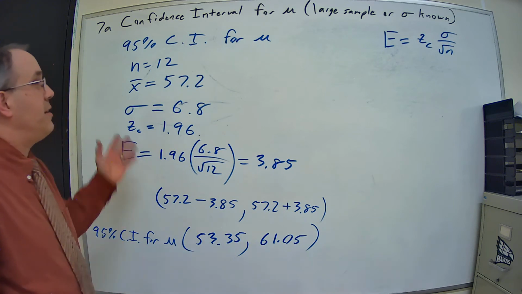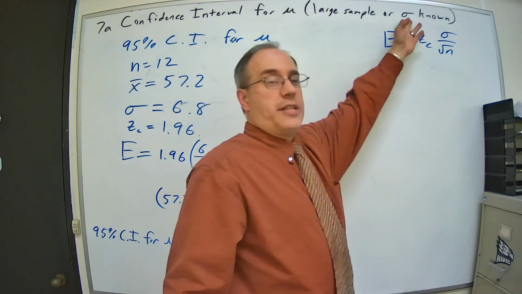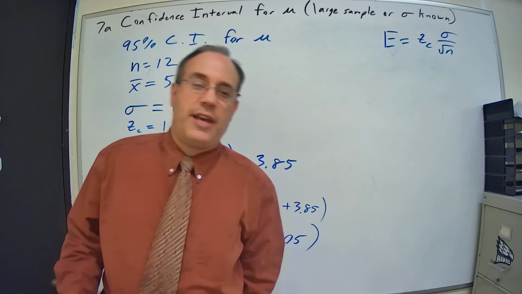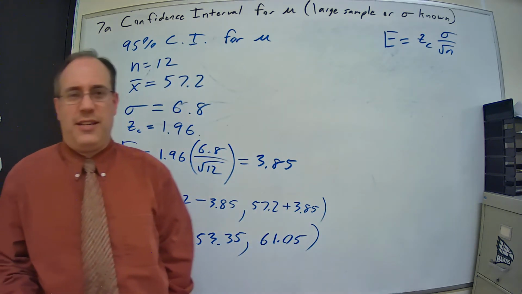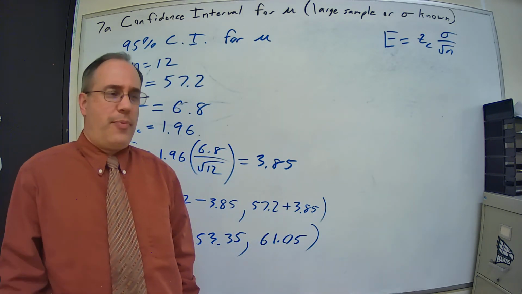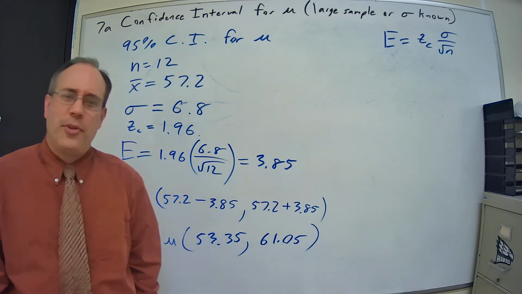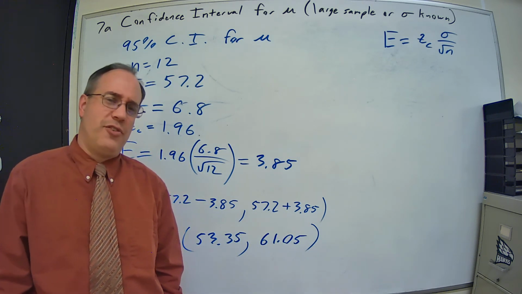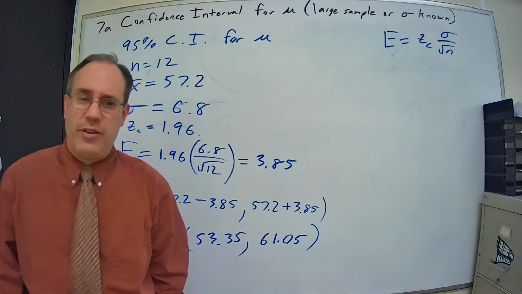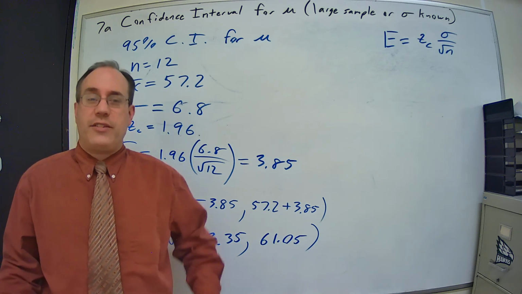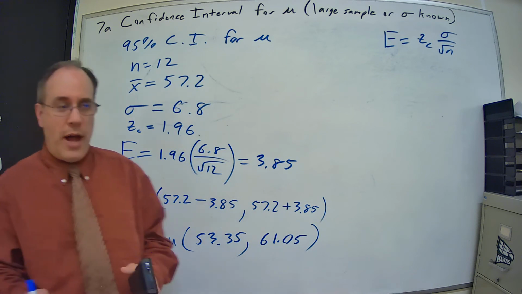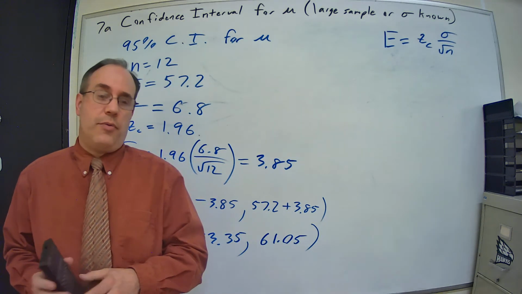Now, notice that in this case, we knew the population standard deviation. Now, you may look at it and go, well, if we're trying to estimate the population mean, why would we have the population standard deviation? It seems it would be easier to know the population mean than to know the standard deviation. Well, that does seem true in many cases, but there are a number of things that come into play.